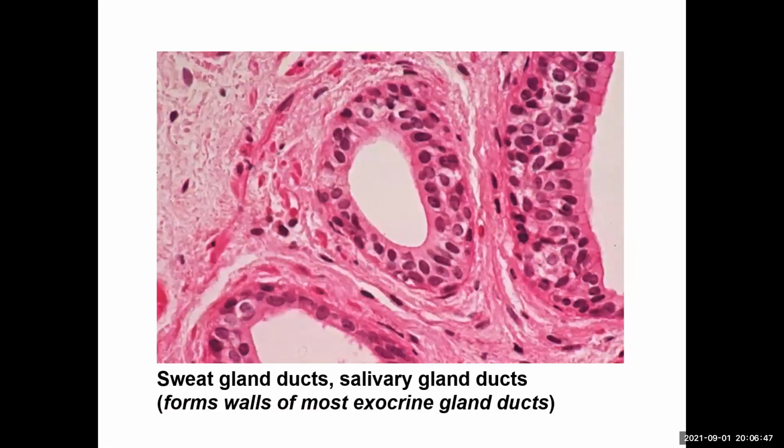And so you're going to see this in our sweat glands and our salivary glands. Remember our exocrine glands? We talked about what the exocrine glands are. They're glands with ducts. So you're going to see this type of epithelium surrounding the lumen of the ducts. It helps to protect it, helps to give support to the ducts so they don't collapse.